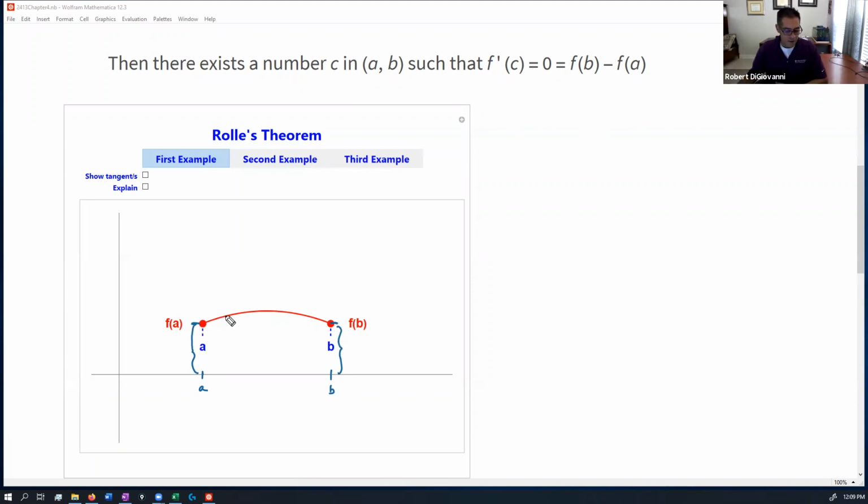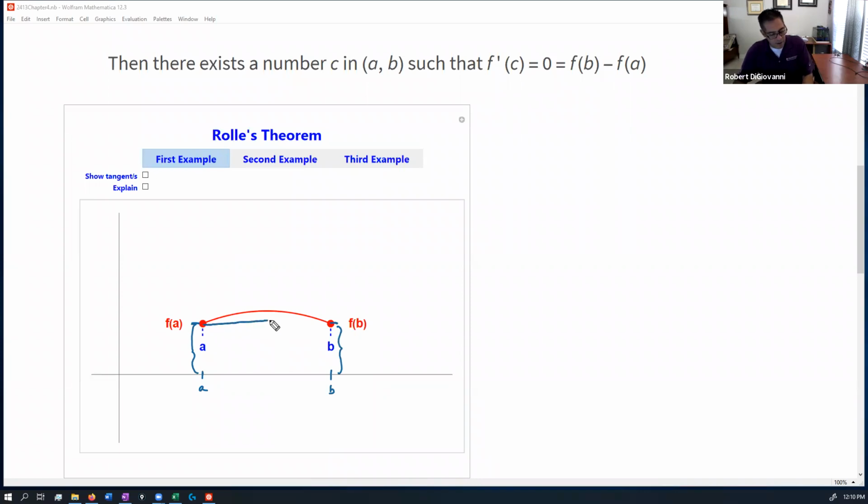And I have a continuous function here. I draw it without picking up my pencil. There are no corners, no cusps, no breaks in the graph, right? Everything's nice and smooth.